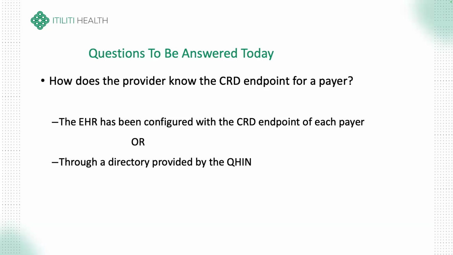Or if they recorded as Blue Cross Blue Shield of California, in that situation, we could have Blue Cross Blue Shield of California have their URLs listed in the directory provided by the QHIN. In whatever workflow we end up supporting, the goal is for the registrar to capture the payer information, for the provider to select the procedure, and then those two pieces of information are going to find the URL for the CRD service that will answer the question, do I need prior authorization for that procedure?